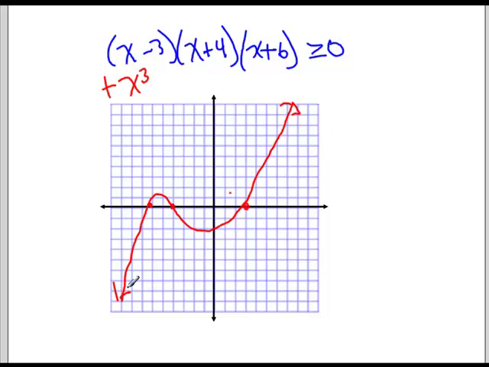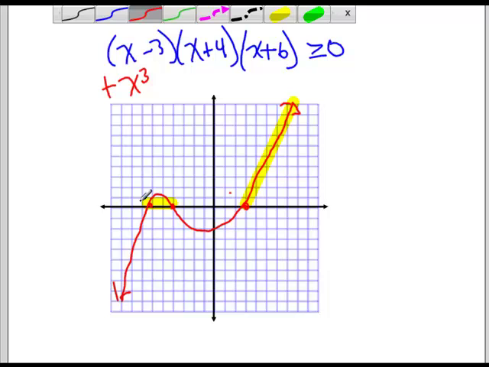So you guys know how to do this by now. It's cubed, so it's an odd power, so it does the opposite thing at the ends. And it's positive, so it's going up. Now, when is this graph greater than or equal to 0? Well, from there to there, and from there to there. Now we're just going to write the intervals.